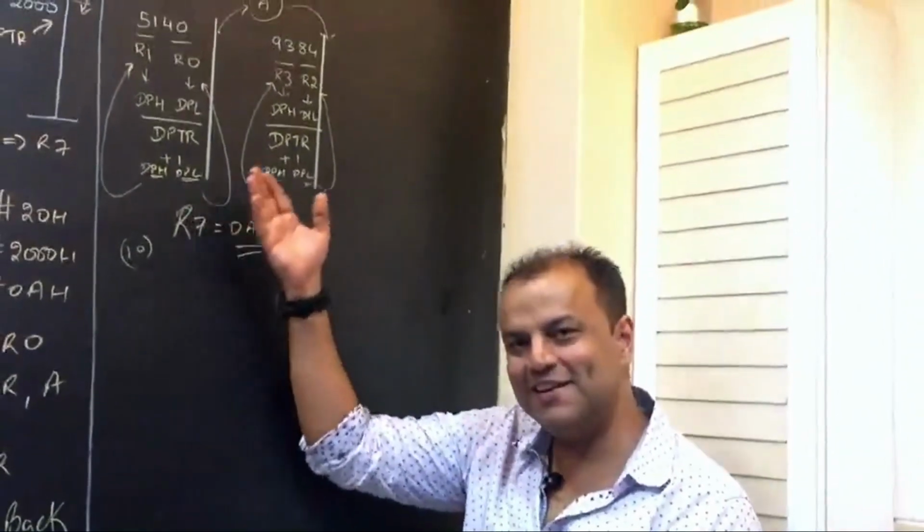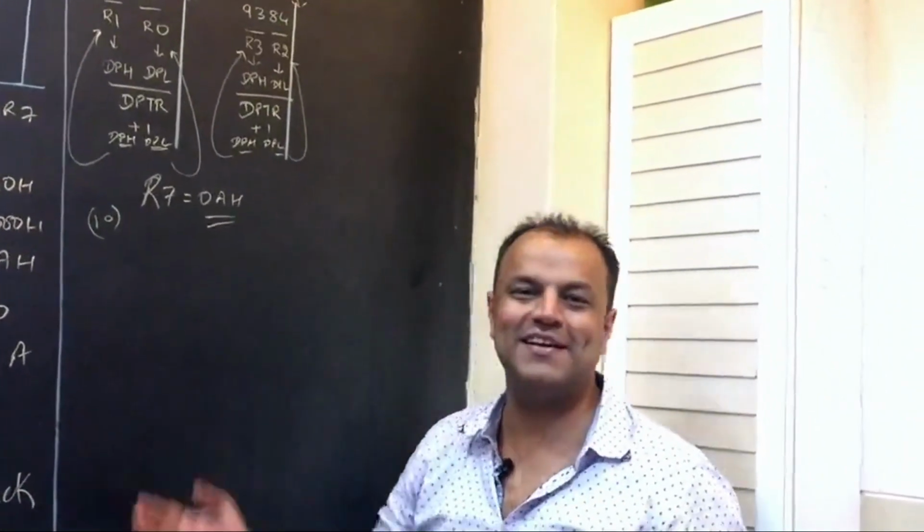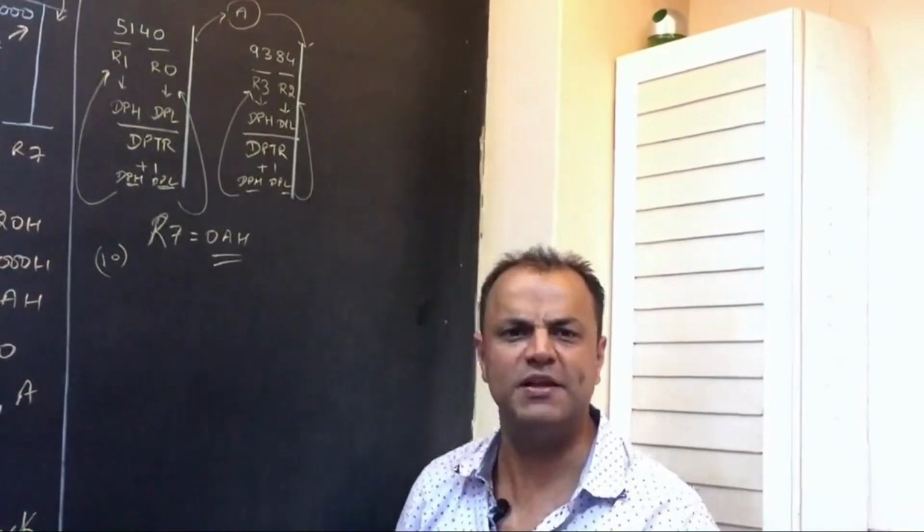Done? You've taken the data from the source, stored it in the destination, incremented both the addresses. You are ready for your next iteration. Decrement your count, put the procedure in your loop. That's it. You are done. Tell me, did you understand?